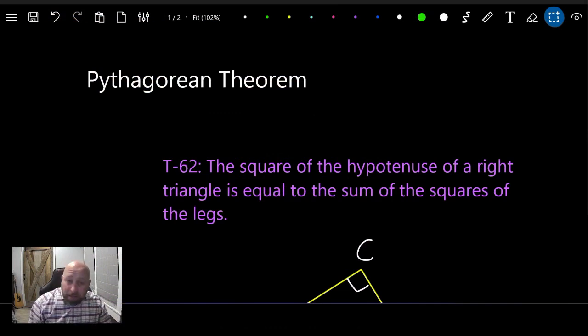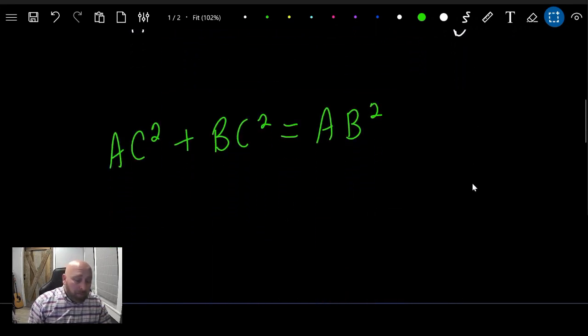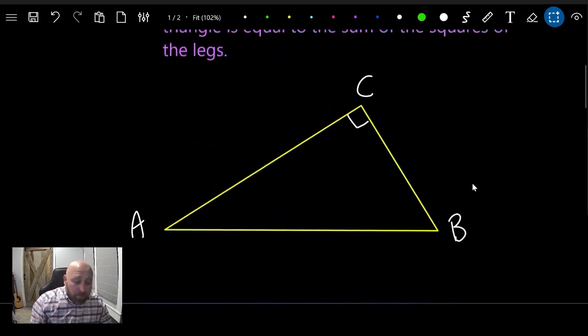Look down at your book on 211 and look down here at the screen. Pythagorean's theorem states, this is theorem 62, that the square of the hypotenuse of a right triangle is equal to the sum of the squares of its legs. Now, I think you probably have seen it written a squared plus b squared equals c squared. Now in geometry, we're going to write it just a little bit different than that, although you can use that in geometry. Typically, in geometry, you're going to see it written as this.